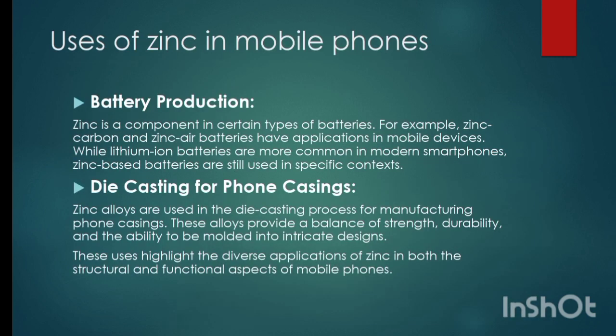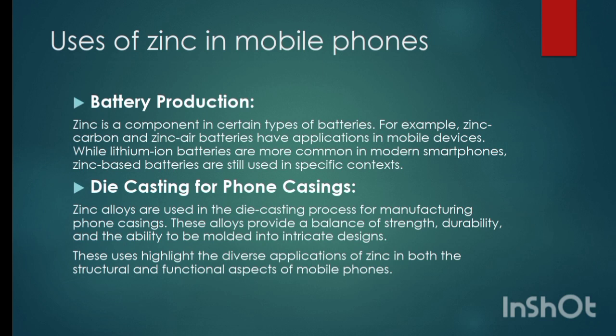Use of zinc in mobile phones. Number one is in battery production. Zinc is a component in certain types of batteries. For example, zinc-carbon and zinc-air batteries have applications in mobile devices, while lithium-ion batteries are more common in modern smartphones. Zinc-based batteries are still used in specific contexts.